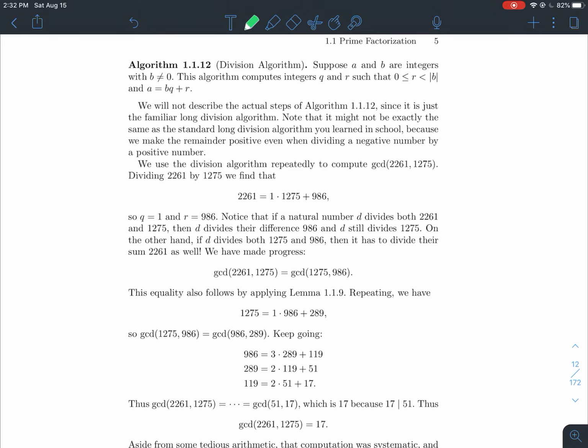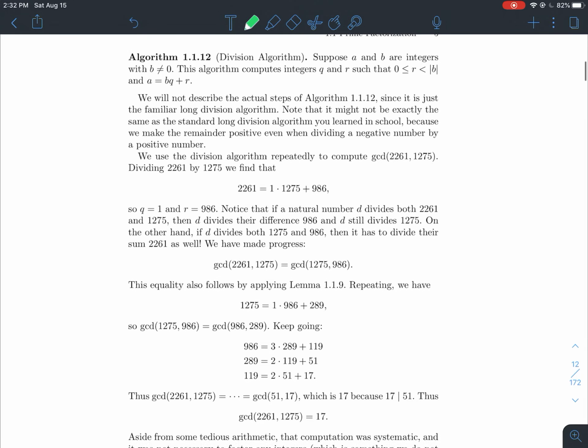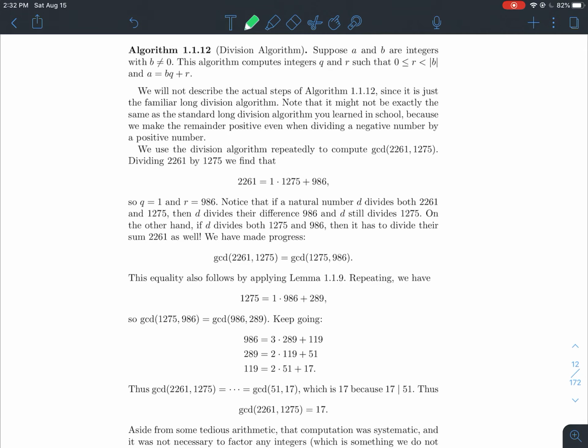Most of the time for us, it'll just be long division like you learned in school. What we'll do is use that to try to compute the GCD of two numbers. To illustrate, let's say I wanted to find the greatest common divisor of 2,261 and 1,275. We'll divide this number by this number first. 1275 goes into 2261 one time, and the remainder, what you have left over, is 986.